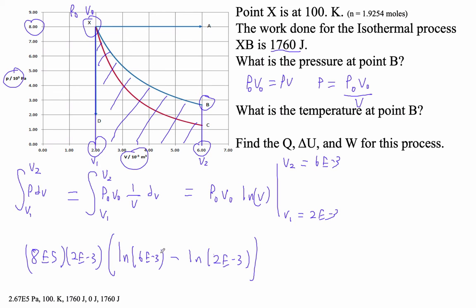Okay, let's see if this works. Keep your fingers crossed. This ought to work. All right. Let's see, 8 times 10 to the 5th times 2e minus 3, times parentheses ln. By the way, I didn't remember how to do this. I had to ask Irene and Brittany and Maddie. Okay, so let's see, ln 6e minus 3 minus ln 2e minus 3. Did I do it? Oh, there it is.